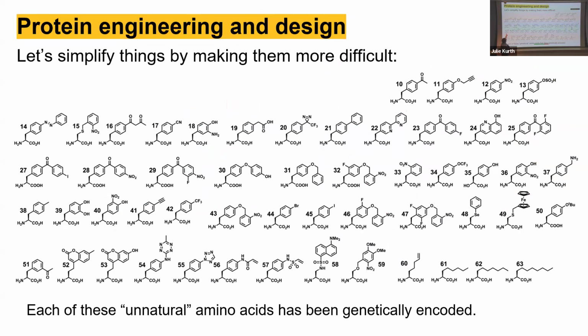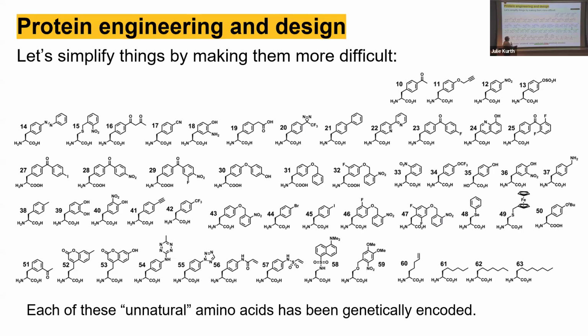I also focus on protein design, but as I say here, I try to simplify things by actually making them a little bit more difficult. What we're looking at here are amino acids that are not found in nature, and this is 63 out of over 200 amino acids of this type, which have been added to the genomes of organisms from E. coli all the way up to mammals like mice.